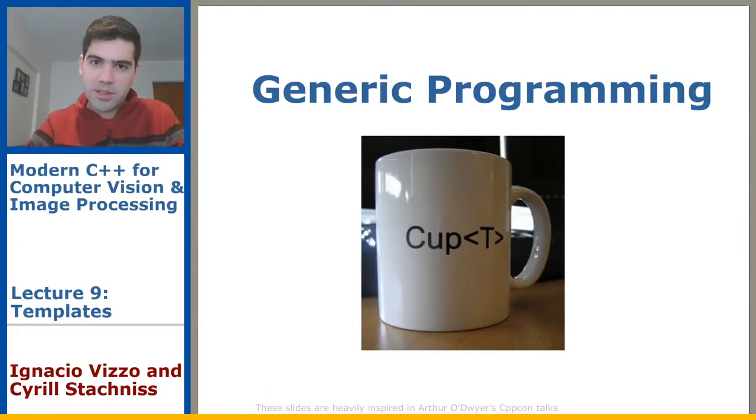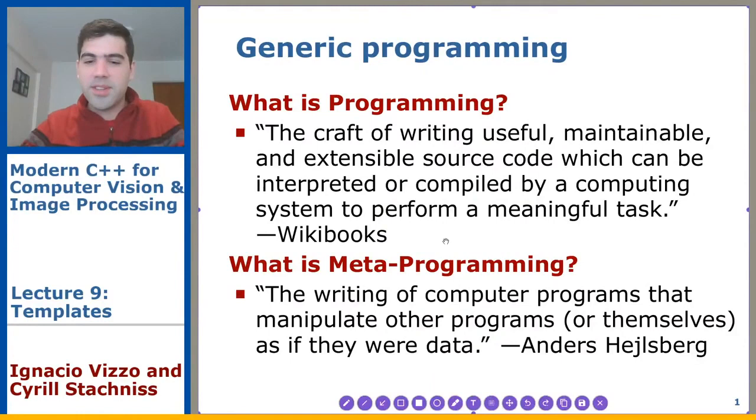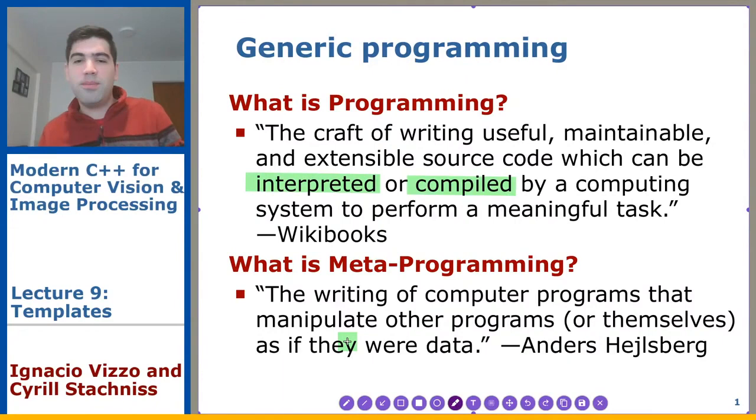Here are two definitions, let's quickly discuss this. What is programming? The craft of writing useful, sometimes maintainable, and sometimes extensible source code, which can be interpreted, like Python, or compiled, like C, C++, Rust, by a computing system to perform a meaningful task. That's the definition. And then what is metaprogramming? Metaprogramming is the writing of computer programs that manipulate other programs or themselves as if they were data. One of the key concepts behind generic programming is metaprogramming, that is basically writing programs that write other programs. This sounds confusing, but it's actually really easy, and we will see how to do this.